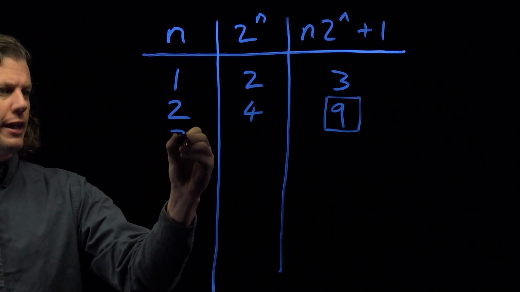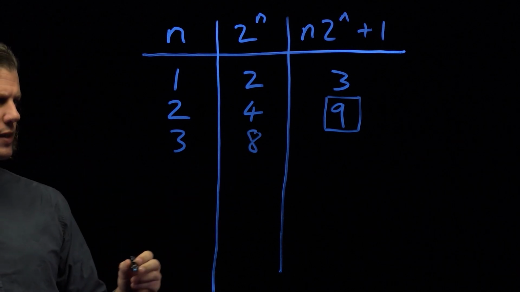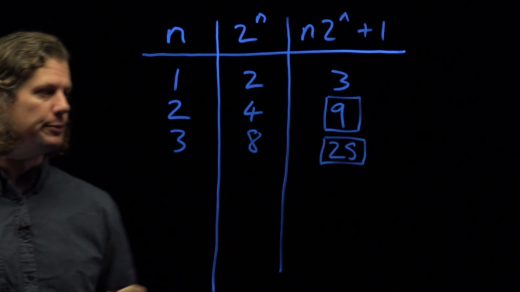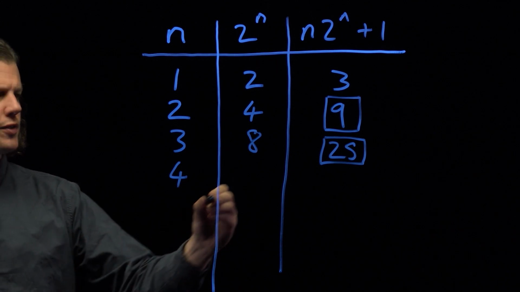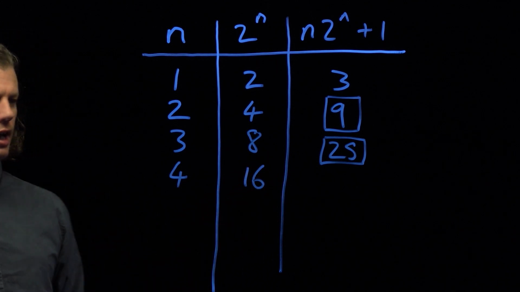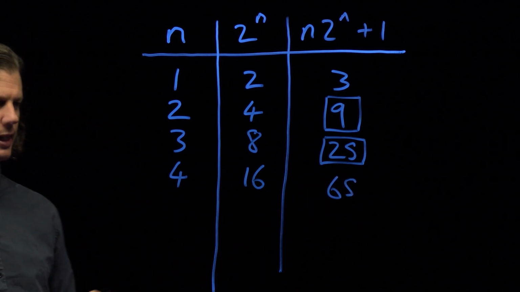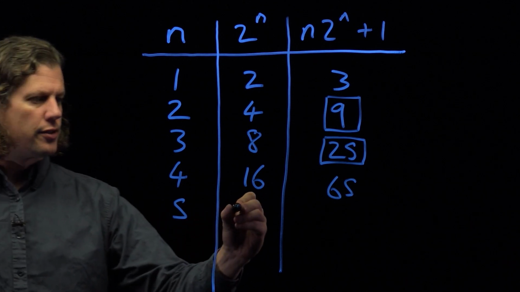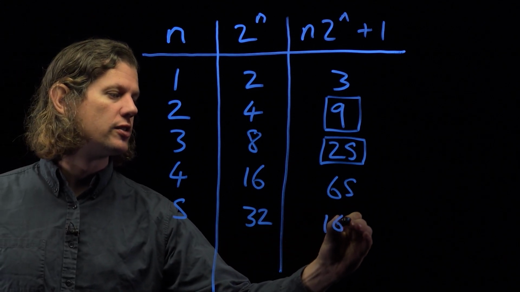If n is 3, 2 to the 3 is 8, and then 3 times 8 is 24, plus 1 is 25, also a square. So we found 2. What if n is 4? If n is 4, then 2 to the n is 16. 4 times 16 is 64, plus 1 is 65, which is not a square. If n is 5, then 2 to the n is 32. 5 times 32 is 160. That plus 1 is 161.